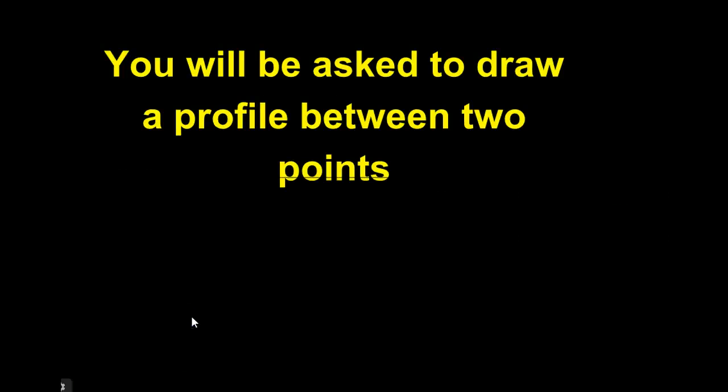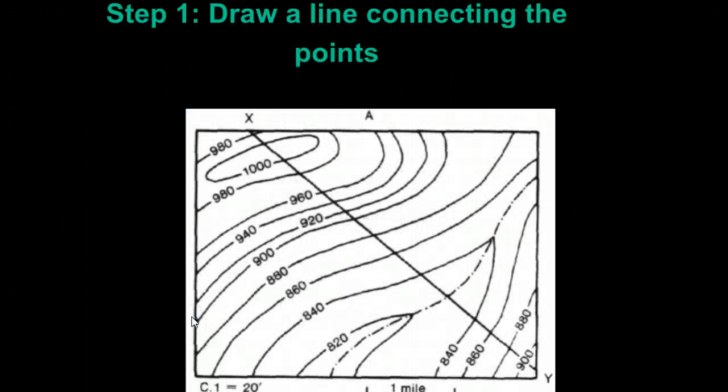Constructing a profile, you will be asked to draw a profile between 2 points. And here's how we do it. There are 7 steps, so make sure you get these down. Step 1, if the line has not been drawn for you on the map, you have to draw a line connecting the 2 points. On this map, as you see, points X and Y already have the line drawn in. I drew in a red one, though, on top of it.